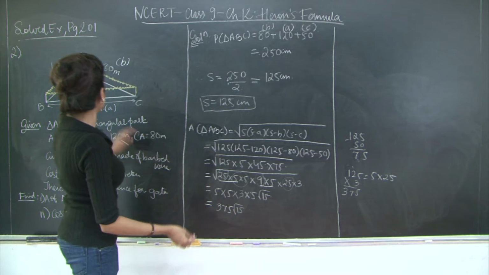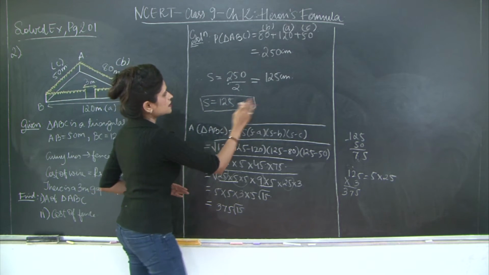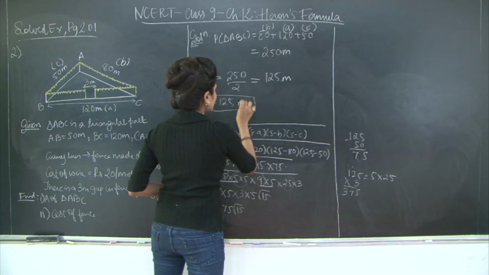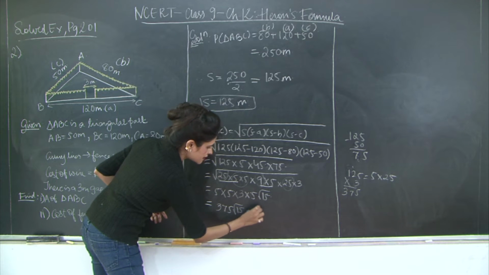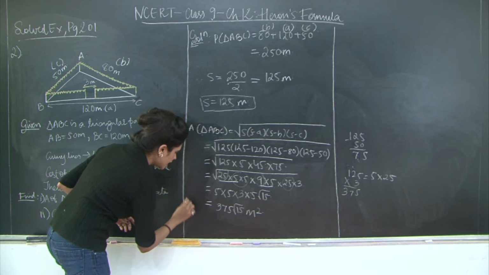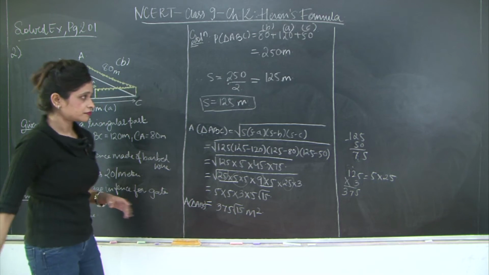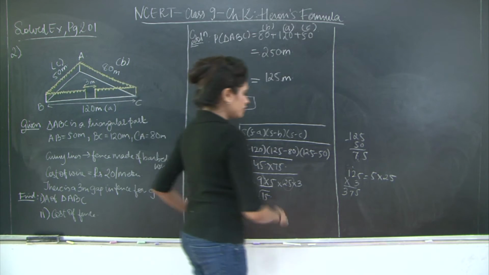And what would be the unit? This would be meters, because all the dimensions have been given in meters. So this would be 375 root 15 meters square, which is the area of triangle ABC. So this is your area of triangle ABC.